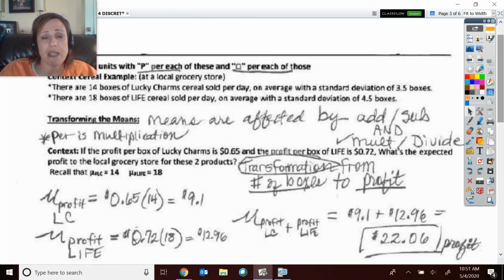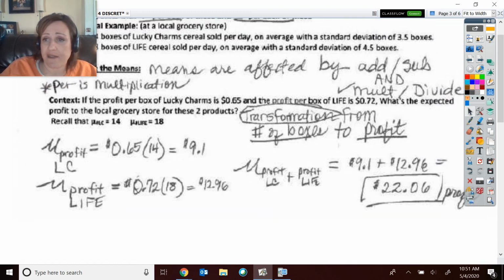So we're going to transform them from the number of boxes. I guess this would mean on any given day, on one day. So we're going to transform this from how many boxes you sell in a day to how much profit you make in a day. So we transformed units from number of boxes in a day to how much profit in a day. All right, so on average, our profit for the Lucky Charms is going to be $9.01 because we have 65 cents per 14 boxes in a day, and then the Life, 72 cents per 18 boxes.